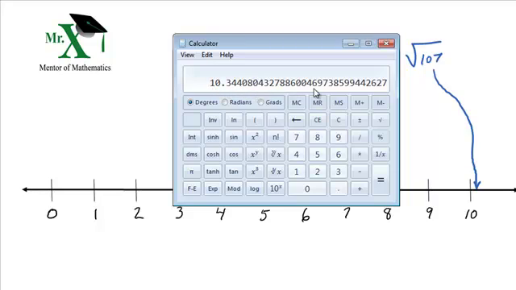Of course, these decimals never repeat and never terminate, because this square root of 107 is irrational. It cannot be expressed as the ratio of two integers. No matter how much we try, no matter how many places we use supercomputers to carry this out, the numbers never repeat or terminate. And that's a characteristic of an irrational number.